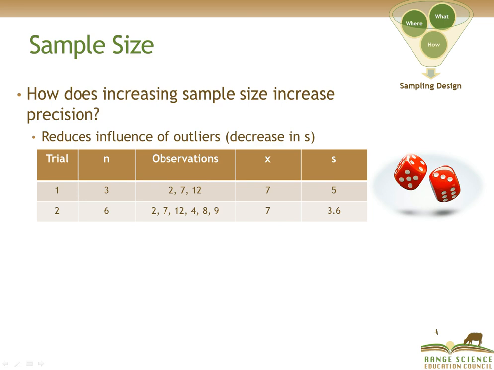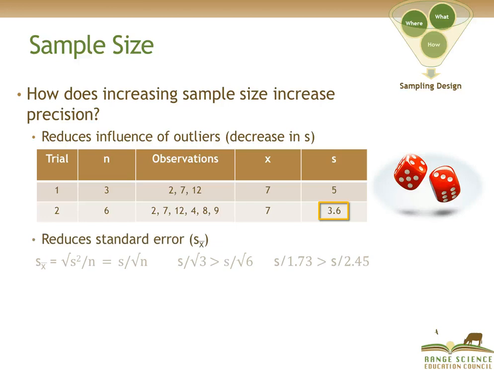If we increase the number of rolls, or the sample size, we still have the low observation of 2 and the high observation of 12, but by adding additional observations, we reduce the variability, we reduce the influence of those outliers, which results in a lower standard deviation.